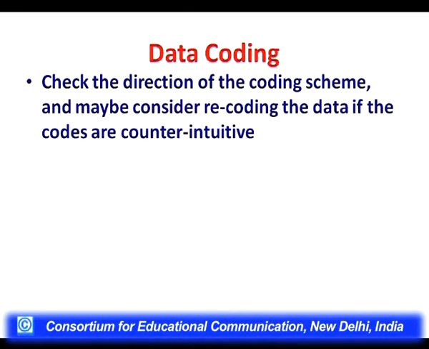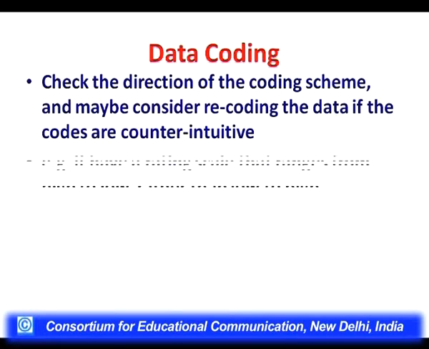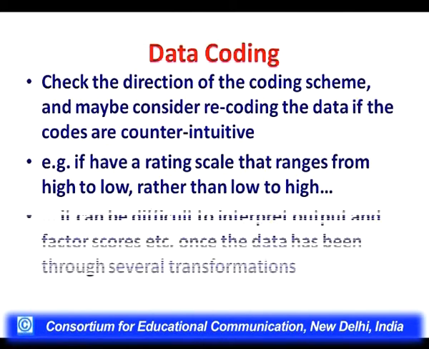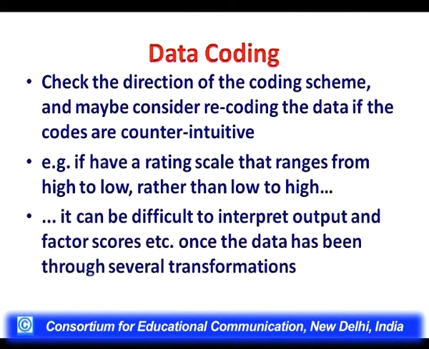Data coding. Check the direction of the coding scheme and maybe consider recoding the data if the codes are counterintuitive. That is, if you have a rating scale that ranges from high to low rather than low to high. Those type of corrections must be made before starting the analysis. It can be difficult to interpret output and factor scores, etc., once the data has been through several transformations.